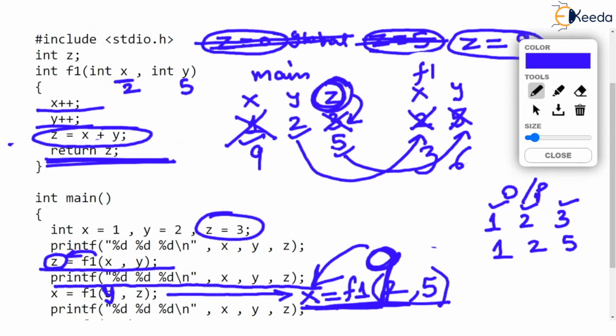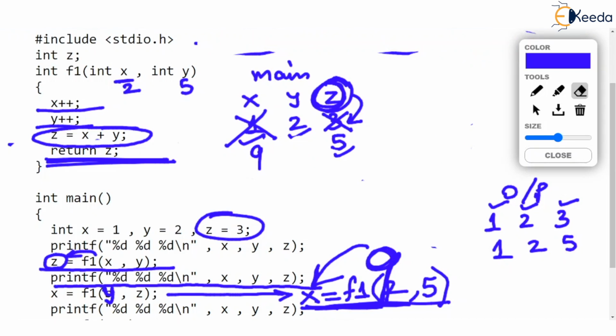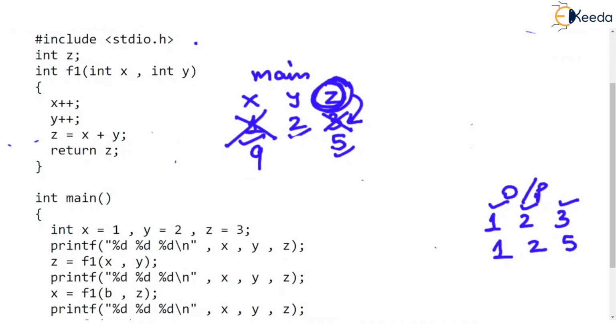Okay. So again, f1 has finished. So x and y in f1 have got destroyed. And the new value of z is 9. Just remember this. I am erasing a few things. Global z is 9, by the way. And we are back in main. So here global z is 9. Now, this was y. This was a printing mistake.